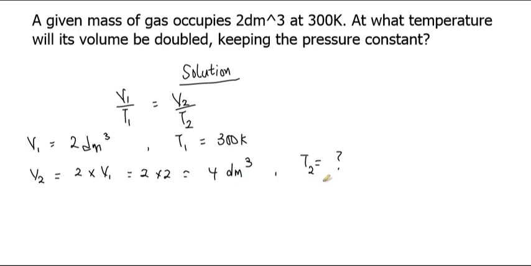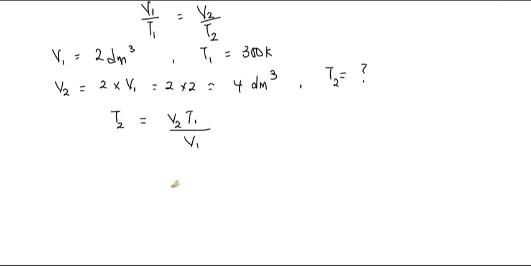To get the unknown, which is our T2, we'll be making T2 the subject of the formula, that is the equation written above. So we have T2 equal to V2 times T1 divided by V1. Let's substitute the values. We have T2 equal to V2, which is 4 dm³, multiplied by T1, that's 300 Kelvin, divided by V1, which is 2 dm³.